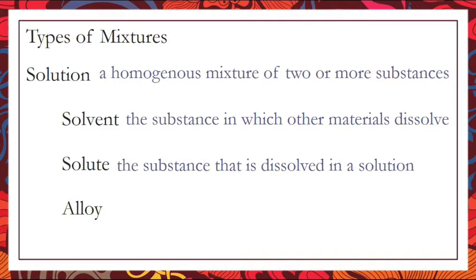We can technically have more than one solute in a solution. We could dissolve salt and sugar in water, and then salt and sugar are our two solutes, but we still will always have one solvent, only one thing that's doing the work, doing the dissolving. And that solvent is generally the thing that is present in a greater amount, whatever you have more of.